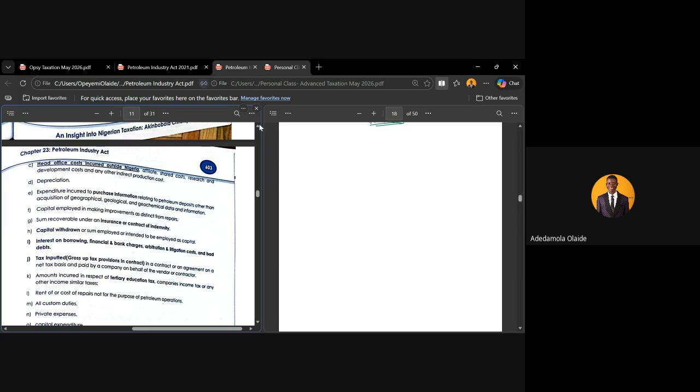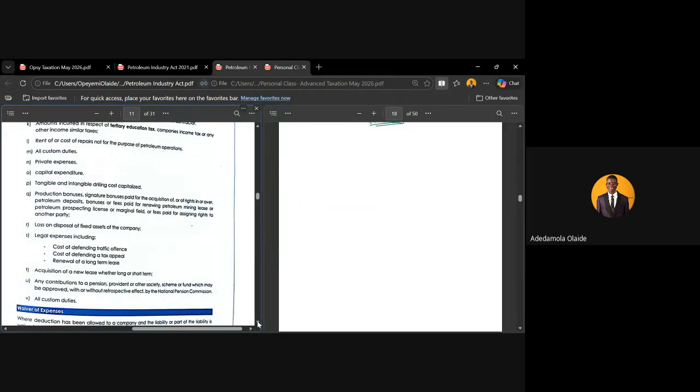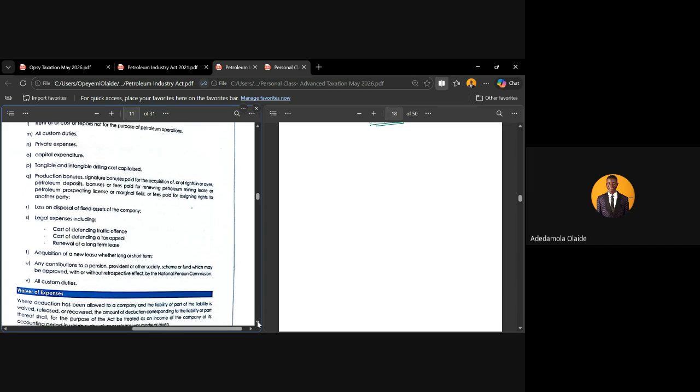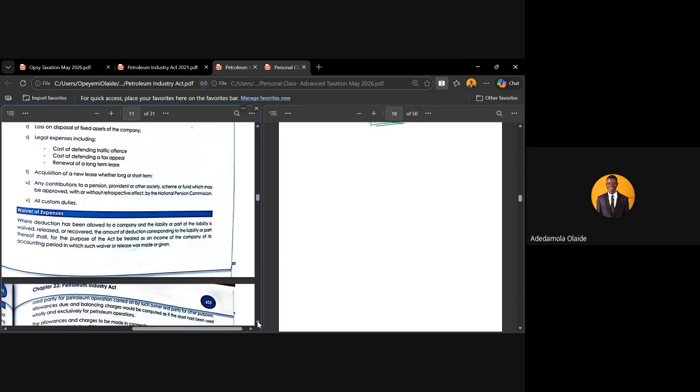Any rent or cost of repairs that is not for the purpose of petroleum operations is not allowable. All customs duties are disallowable. Any private expenses are disallowable. Capital expenditure is disallowable. Tangible and intangible drilling costs that have been capitalized cannot be allowable as an expense again. Any of these bonuses, production bonus, signature bonus, paid for the acquisition of all of these, they are disallowable. Loss on disposal of assets is disallowable.